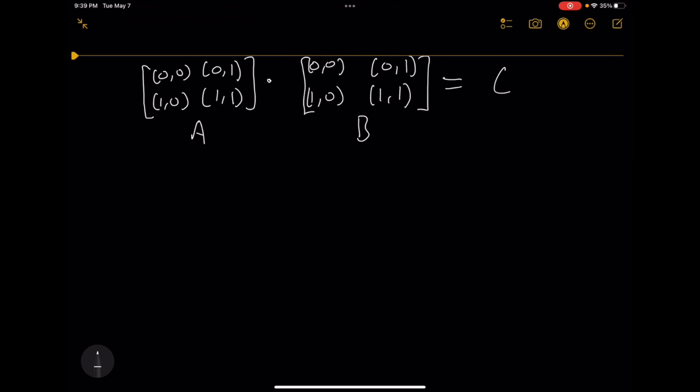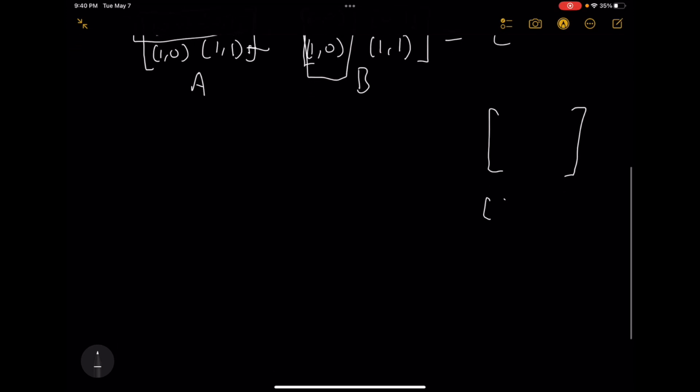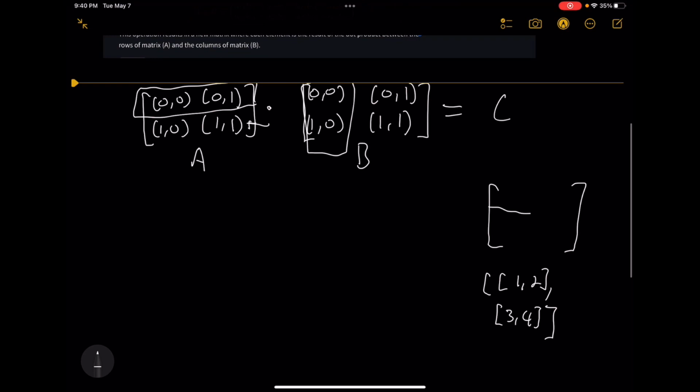First, one thing to note is that C is also going to be a square matrix, the same shape as A and B. We want to take this and multiply it times this, then add those up together, and do the same thing with this value. However, when programming, the final C will actually be a list of lists, so it would look something like 1, 2, and then 3, 4.